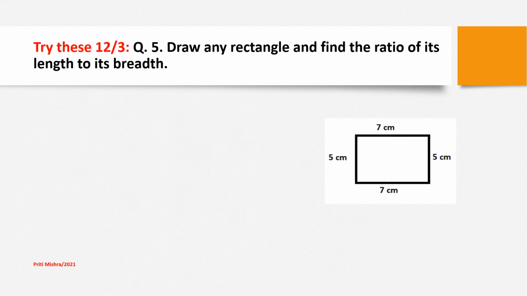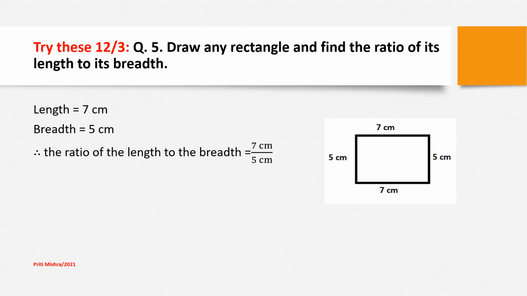Question number 5. Draw any rectangle and find the ratio of its length to its breadth. I have drawn a rectangle. Length is 7 cm and breadth is 5 cm. I have to note that down first. Thus the ratio of the length to the breadth, that is 7 cm by 5 cm. In ratio, it can be written as 7:5.